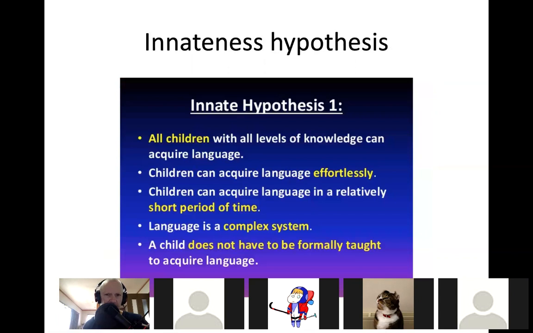Okay, so the innateness hypothesis is really something like this. All children with all levels of ability can acquire language. We know that. They can do it effortlessly, very easily, in a very short time, even though language is very complex, and they don't have to be formally taught. Parents don't really teach children. They just talk to them. So to explain all of this, we'd say we have certain rules built into our brain.